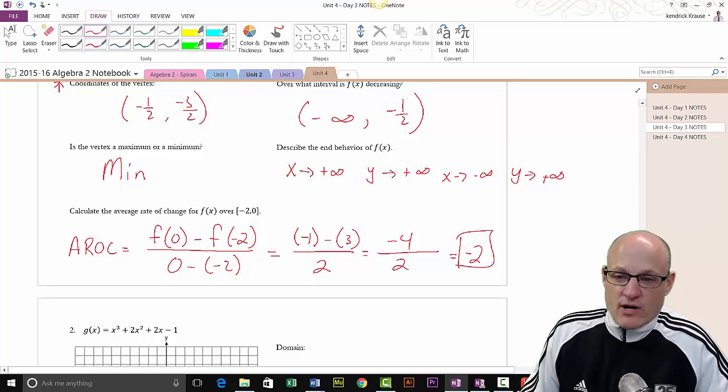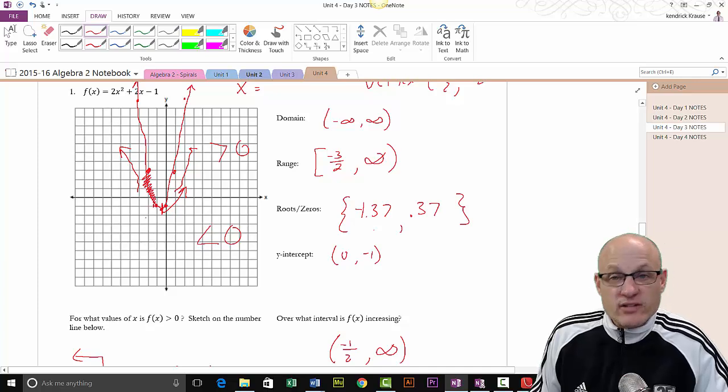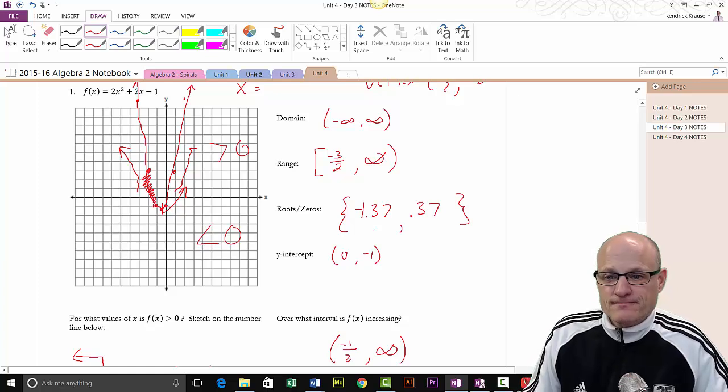Now, if I come back to the graph and I look at between -2 and -1, clearly it's coming down, so I should have a negative average rate of change there. All right, let's move on.